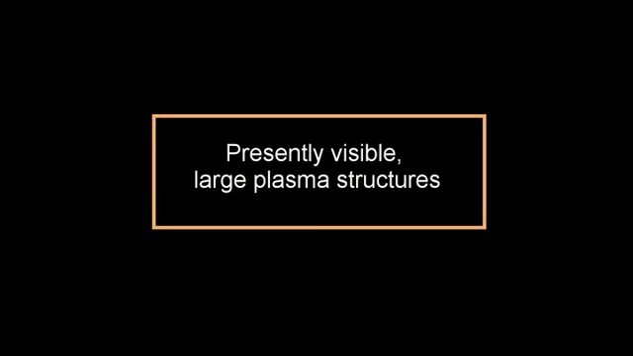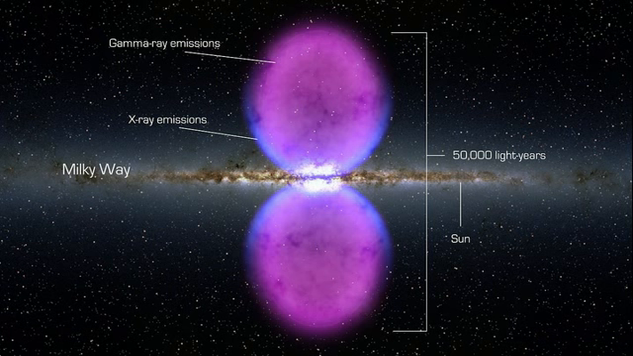Presently visible large plasma structures. Modern instrumentation has made it possible for gigantic plasma features to be seen that, in spite of their size, have remained invisible before. One of these newly detected features are two gigantic plasma structures that extend perpendicularly from the heart of the Milky Way galaxy across a distance of 25,000 light-years above and below the galactic disk.